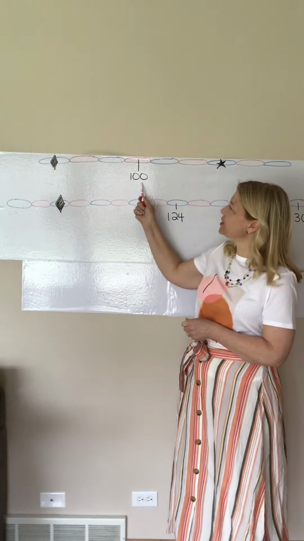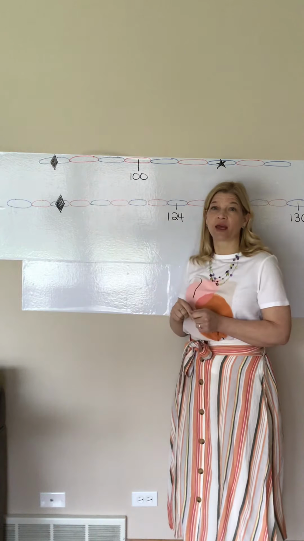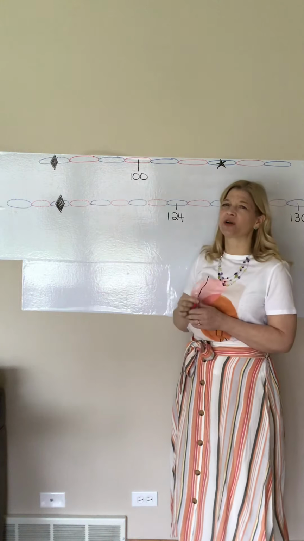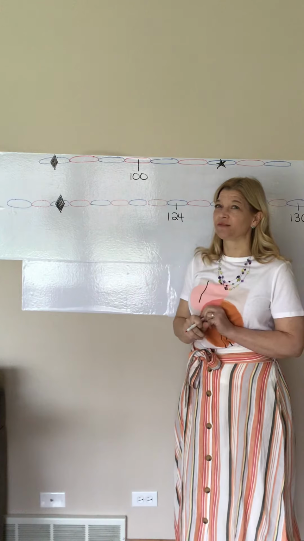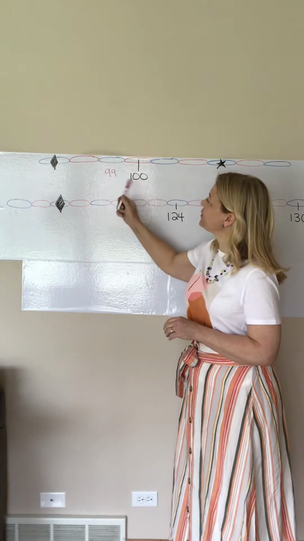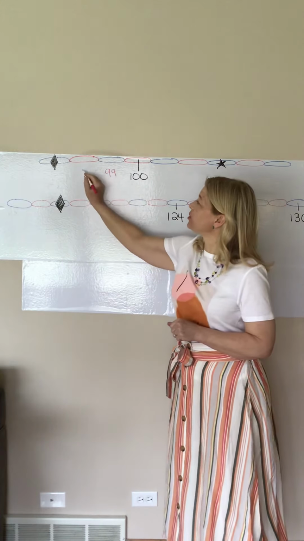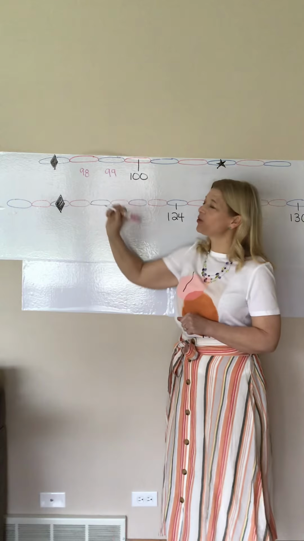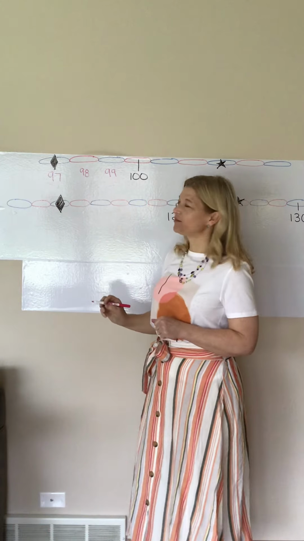So if this number is 100, that means I have to go backwards and I have to count backwards. So if I'm thinking about 100, what number comes right before 100? 99. So if this paper clip is 99, that means this paper clip is 98. And the paper clip with the diamond is 97.